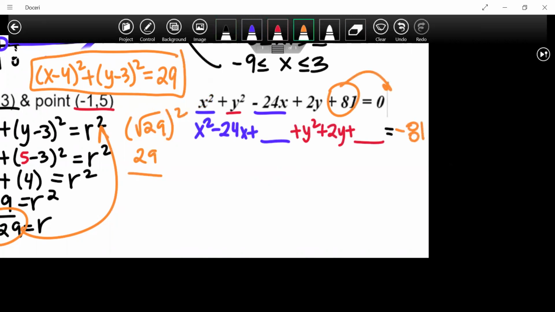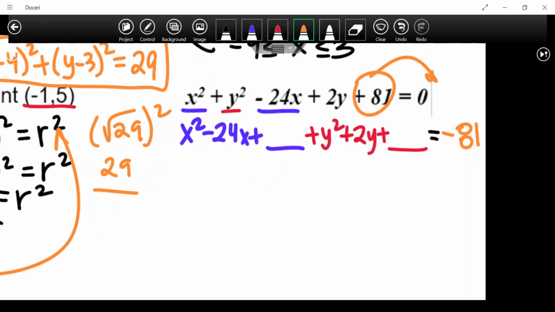Doing my first terms here, I want to find the completing the square value. So I'm going to take negative 24 divided by 2 and square it. Negative 24 divided by 2 is negative 12, squared, so 144 to one side. If I do it for one side, I've got to do it to the other.